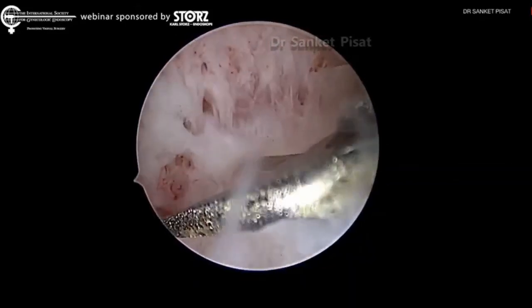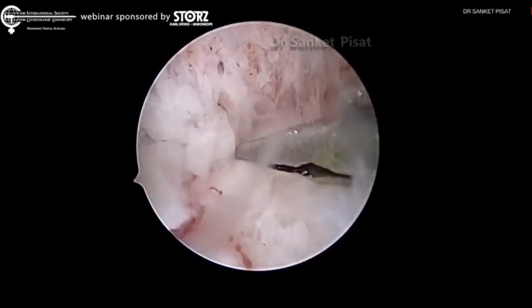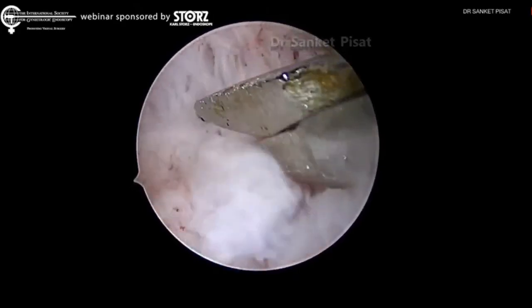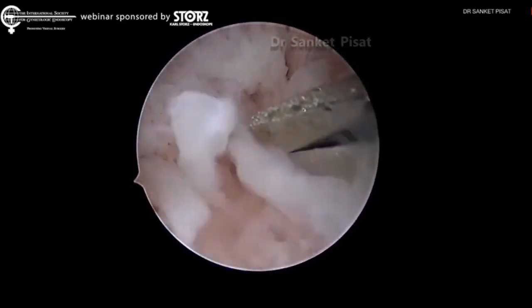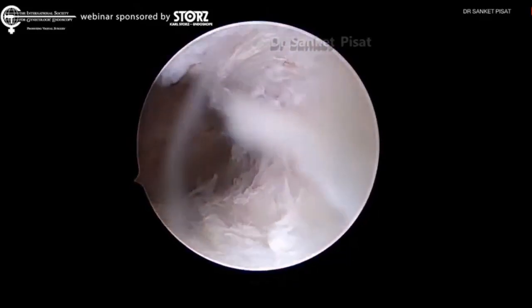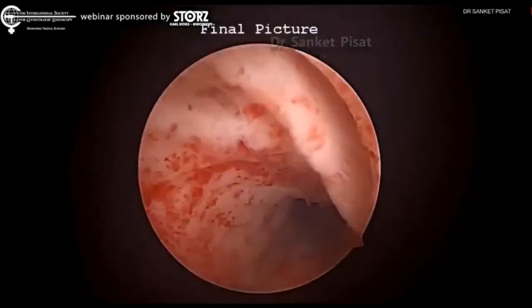So that's the last of the fundal trimming which is being done. Small chunks of tissue as much as possible are being excised. You can see that we've reached up till the level of the blood vessels, and that is almost the end point of the surgery. Let's now take one last look at what the uterus looks like.